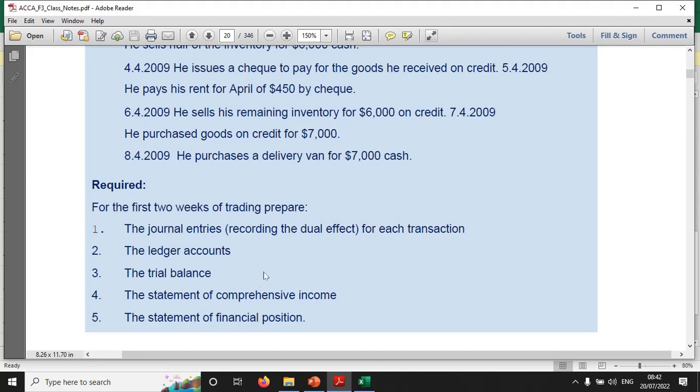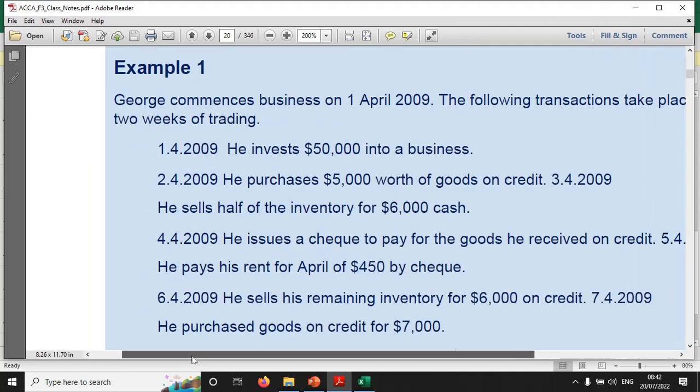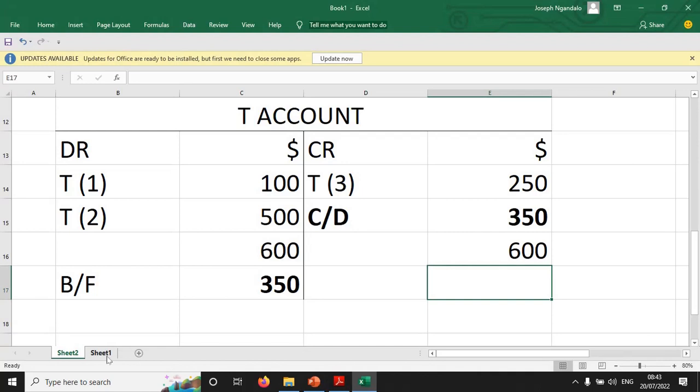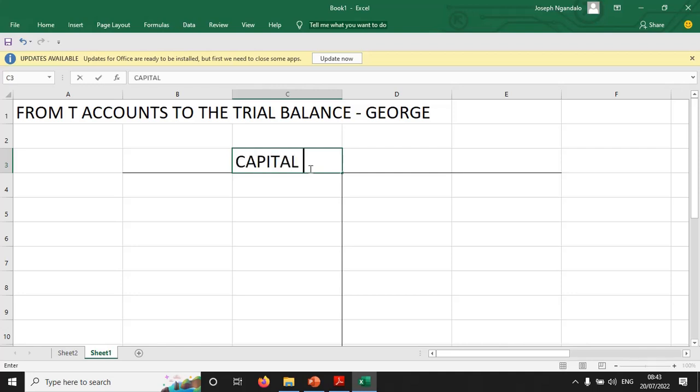Let's begin from the first transaction. On 1st April itself, 2009, he brought in money. How much? 50,000. I'm just going to try to do this so that people can see a bit clearly. So I'm going to write here, whenever we bring in money, we're dealing with capital.